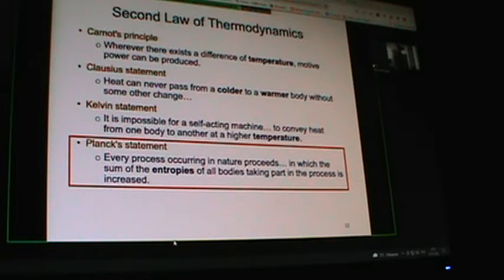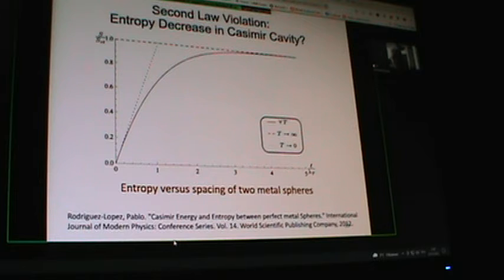So is there entropy associated with zero-point energy modes in a Casimir cavity? I took this from a publication that looked at a Casimir cavity formed by two metal spheres. Now it can be planes or spheres. I'm using this one simply because it was a nice graph. And this shows how the entropy varies as a function of spacing between these two metal spheres. And you can see that, yes, in fact, there is a variation of the entropy in a Casimir cavity as you change the spacing.